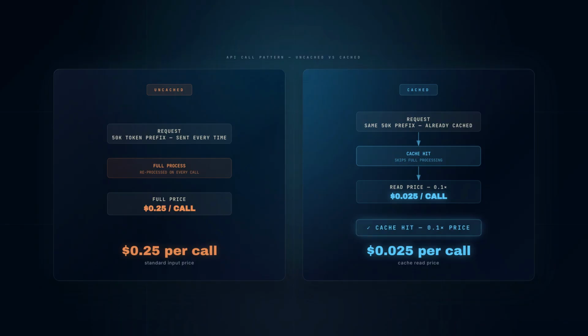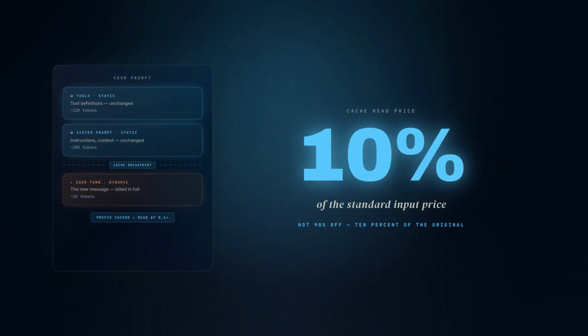When Claude processes your request, it can store the processed version of your prompt prefix in a key value cache. Subsequent requests that start with the same prefix, same tools, same system prompt, same conversation history up to a cache breakpoint, skip the full processing and read from cache. Cache reads cost 10% of the standard input price, not 90% off. 10% of the original price.